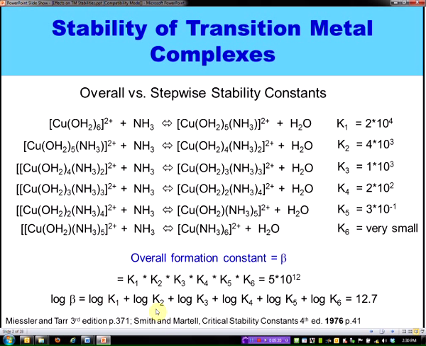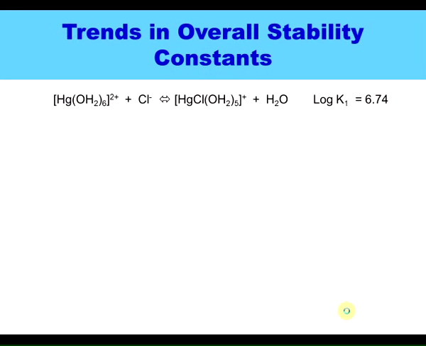So this has to do with the rule of logs. Now I want to look at trends in overall stability constants. Here we've got a mercury complex that is octahedral, so you've got 6 water molecules bound to the mercury complex. And we're going to replace one of those aqua ligands with a chlorido ligand. So it's simply a substitution reaction for one of the waters with the chloride. And the log K of this first step is 6.74.